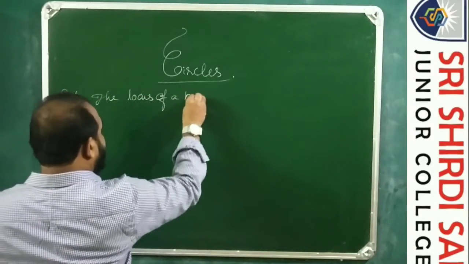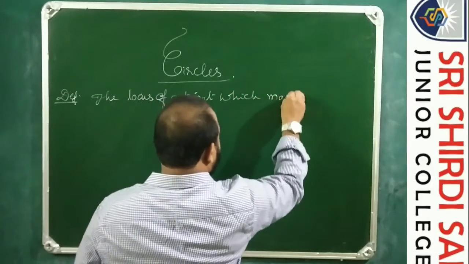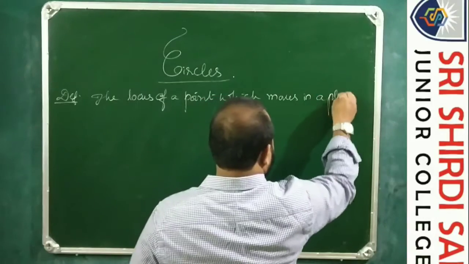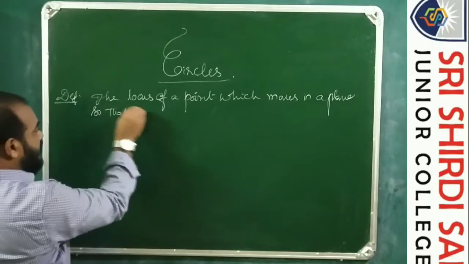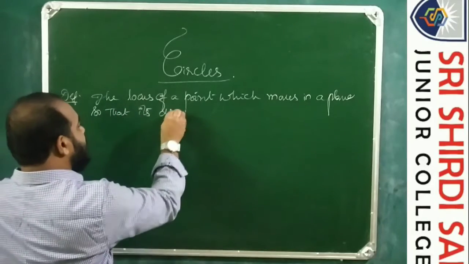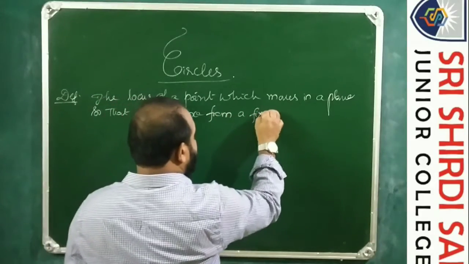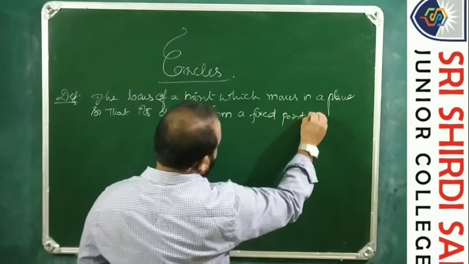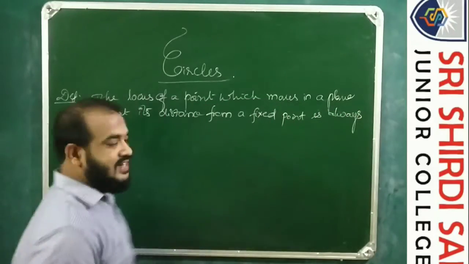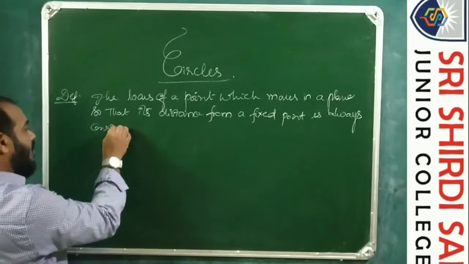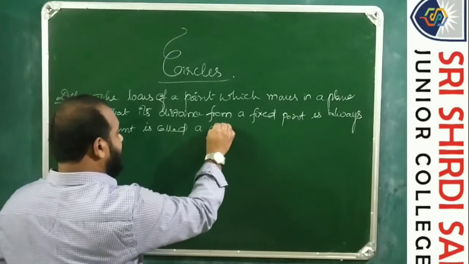So the definition is: the locus of a point which moves in a plane so that its distance from a fixed point is always constant is called a circle.